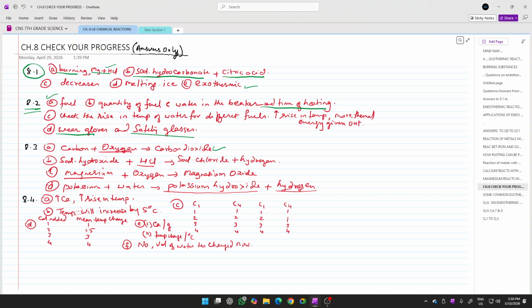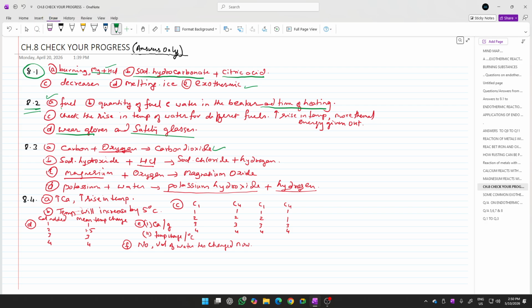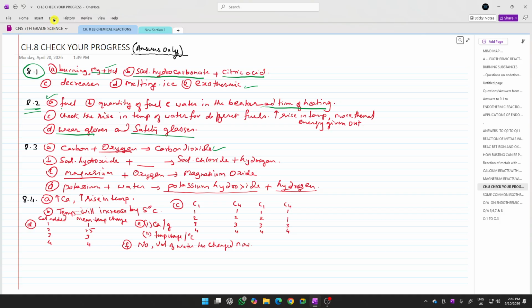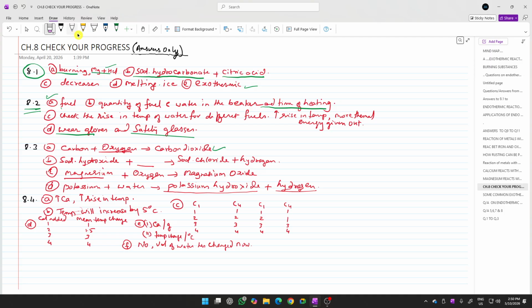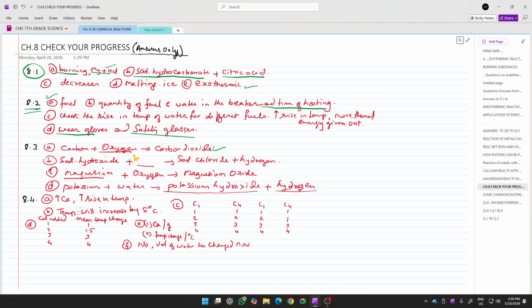This is a word equation. B is sodium hydroxide plus something will give you sodium chloride plus hydrogen. So sodium hydroxide is reacted with dilute hydrochloric acid. So you have to write here hydrochloric acid. I should not write the formula, I should write the name. So let me write: sodium hydroxide plus hydrochloric acid, dilute hydrochloric acid. This will give you sodium chloride plus hydrogen.